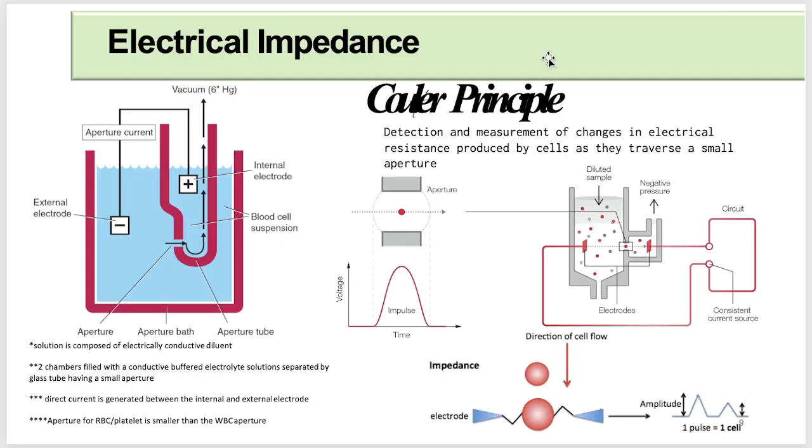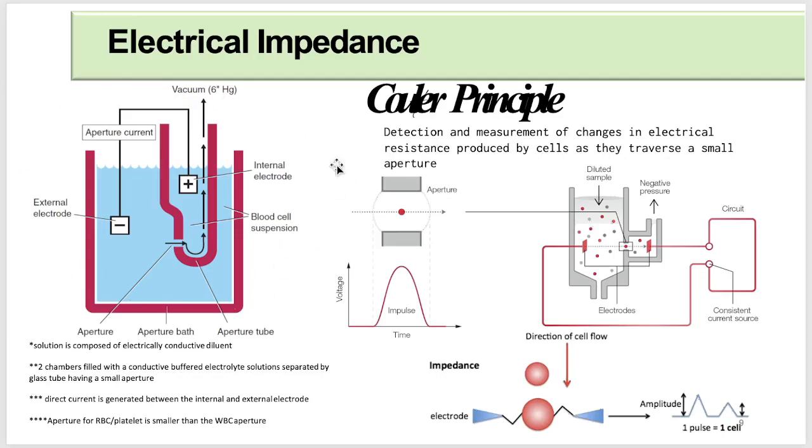This is what we call the Coulter principle. When we say Coulter principle, let's start with a basic description: detection and measurement of changes in electrical resistance produced by cells as they traverse a small aperture. Again, you detect and measure changes in electrical resistance. So when you hear the word Coulter principle, think of electrical resistance produced by cells as they traverse a small aperture.